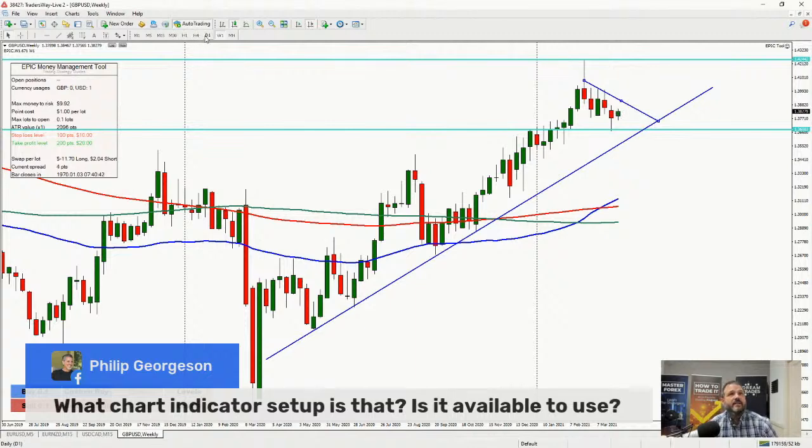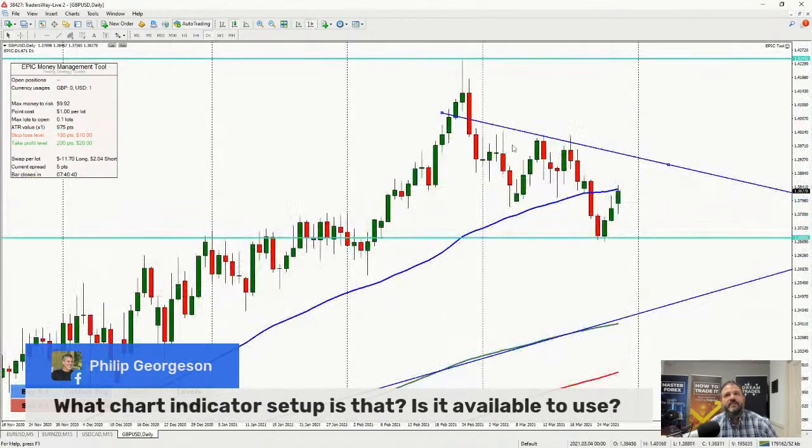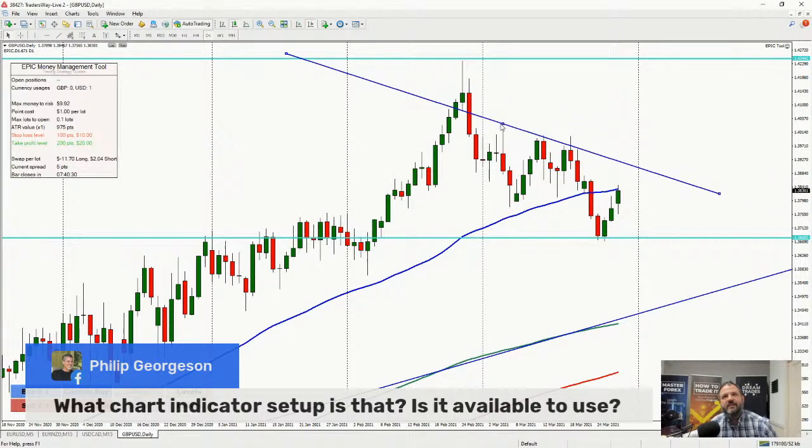Let's go to a daily now. Okay, so daily now has this 50-period moving average acting as support, and also this wedge. And when you go to a different time frame, sometimes the line changes a little bit. So let me see what this looks like on a daily. So here's the actual daily line.